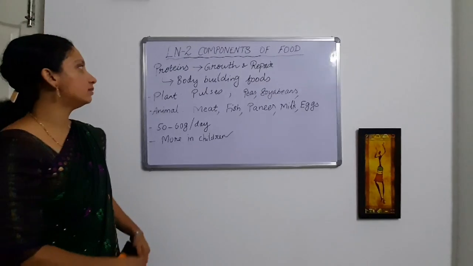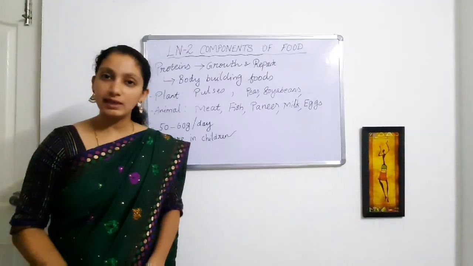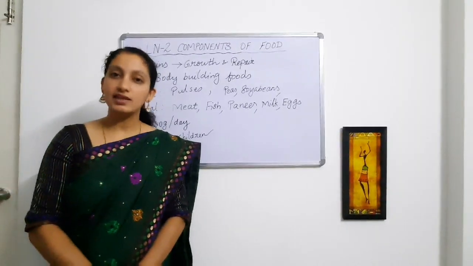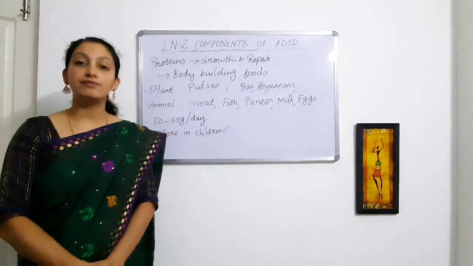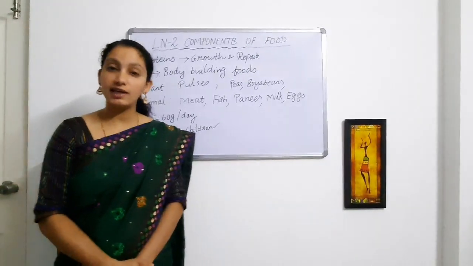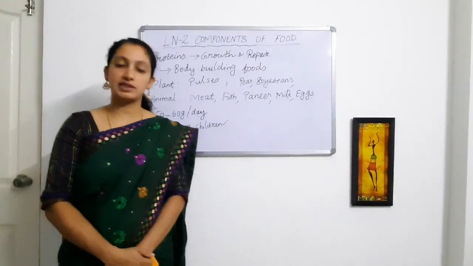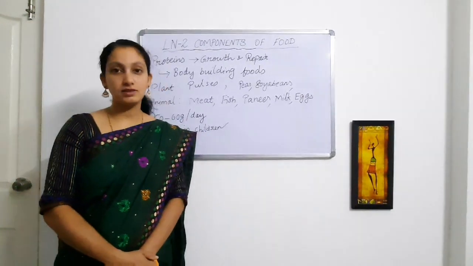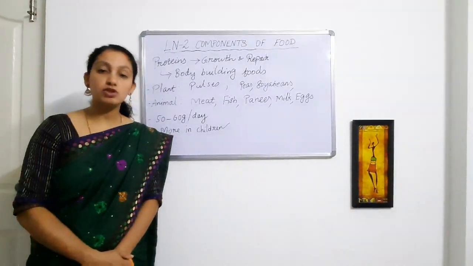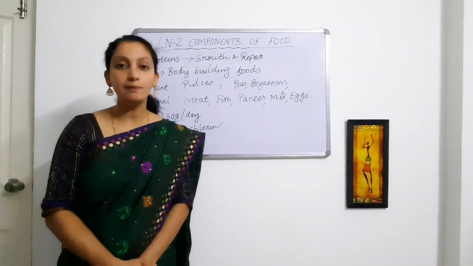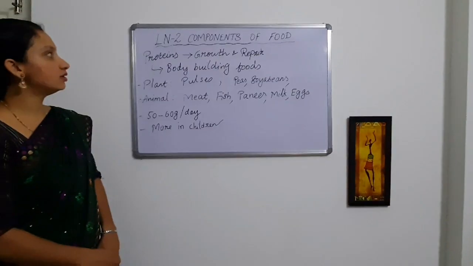Moving to the third one, proteins. So what are these proteins? Our body is made up of billions of cells. These cells are made up of proteins. So proteins are very much essential for producing new cells. The repair and replacement of old cells are done by proteins. So we'll discuss proteins now.